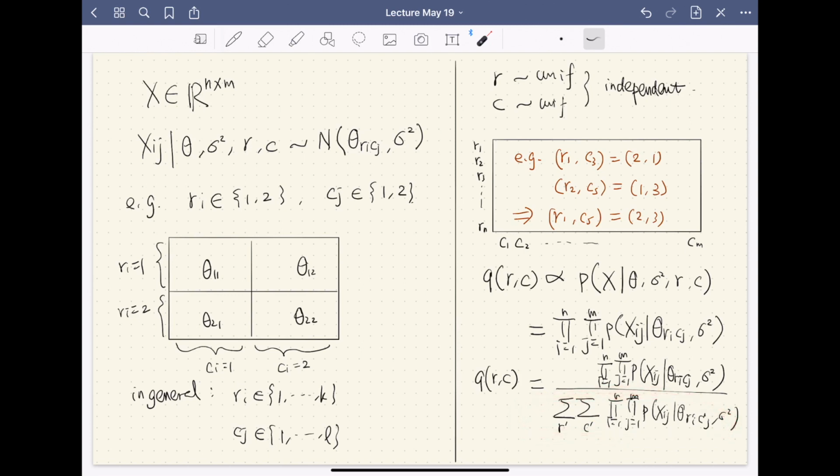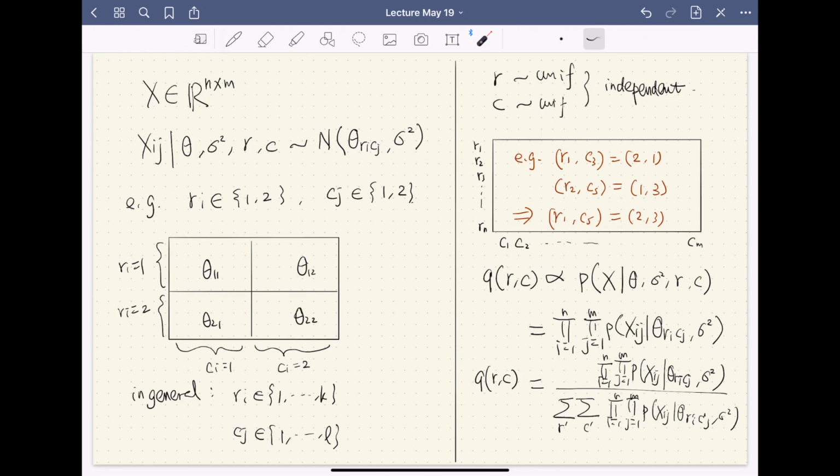And that's why in this question we have to use the variational EM algorithm to enforce the independence between the row cluster and the column cluster, right? So in the prior distribution, R and C are independent, but in the posterior they are not. So the variational approximation helps you to reduce the computational complexity. And I believe if you code it in the right way, the algorithm should work well in practice.